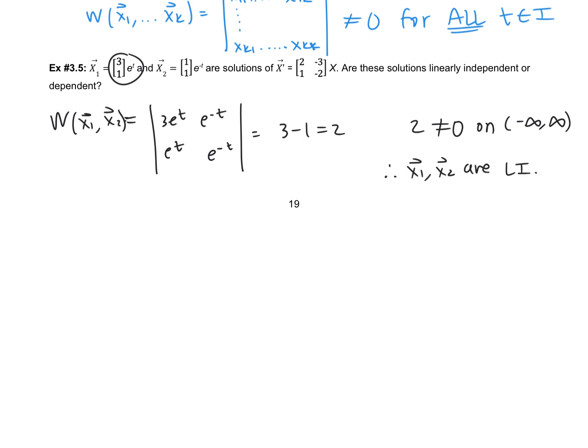Okay, so thinking back to why do we care if the solutions are linearly independent? Well, if we have solutions that are linearly independent, we can form a fundamental set, and the fundamental set then helps us form the general solution. So of course, that's what we're going to look at next.